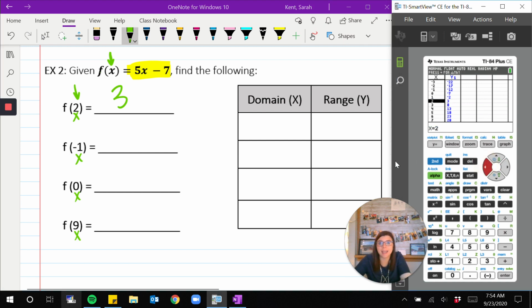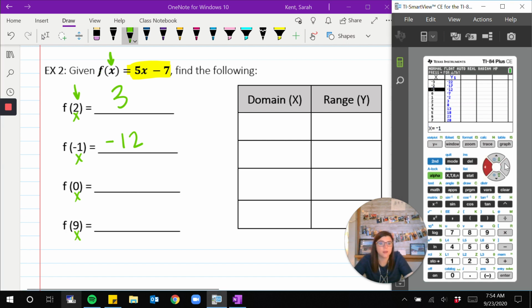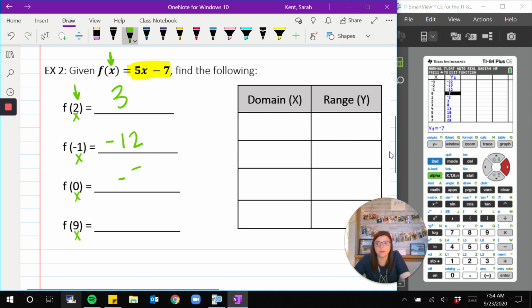X is negative 1. So I can look, 3, 4, oh, wrong way. 3, 2, 1, 0. Oh, x equals negative 1. That's what I want. So if I look to the side, I can see y equals negative 12. So here my answer would be negative 12. Got another one. X is 0. So let's see, oh, here's x is 0. So y equals negative 7.